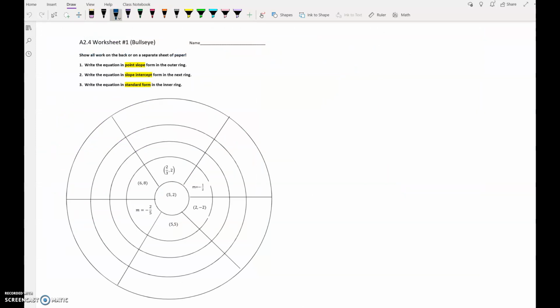This assignment is a slightly different format than what you're used to. This is called a bullseye. So every single problem, there are 6 total problems on this page. Every single problem is going to use the point 5, 2 that you see in the very center of the bullseye. So each wedge is a problem of this assignment. So straight up from the wedge up to the top, you'd use the point 5, 2 and the point 2/3, 2, and you would find all of these things.